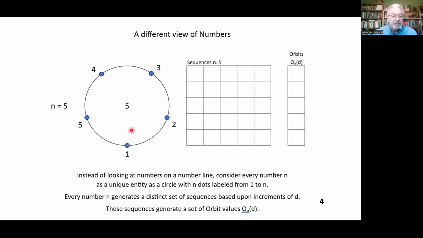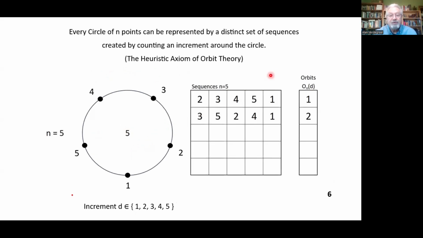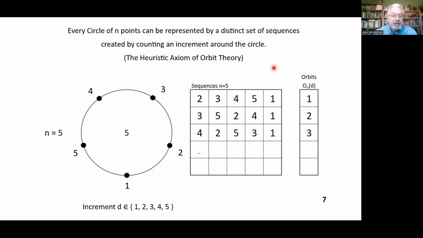So let's choose 1 as the starting point. Going from the starting point, count increments of 1 and list the sequence of numbers as we encounter them by counting this increment. And we get this row, 2, 3, 4, 5, 1. And that's the sequence for the increment 1. If we then count by 2, we get the next row, 3, 5, 2, 4, 1. And if we count by 3, we get the third row, 4, 2, 5, 3, 1.